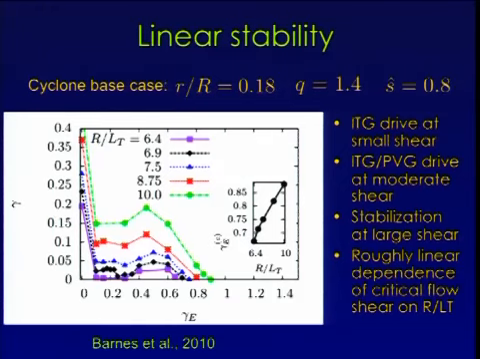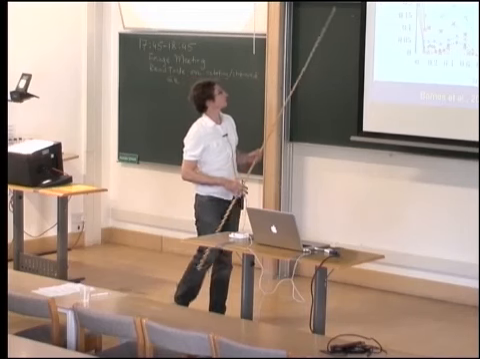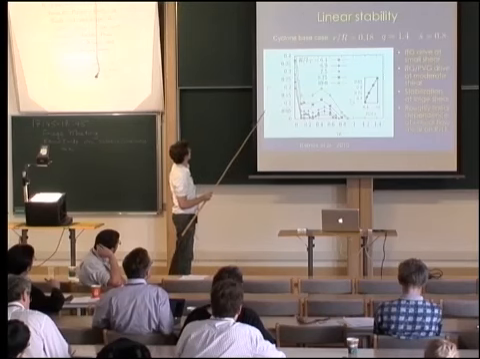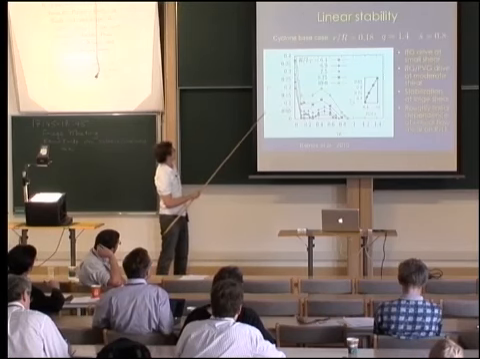You have the inverse aspect ratio, which is about 0.18. You have the safety factor, which describes the pitch of the local magnetic field lines of 1.4. And what I'm first going to be considering is the standard value of the magnetic shear of 0.8. But then later on, we're going to also look at the case of magnetic shear of 0 to see what the difference is. And what we see from our linear simulations is shown here.